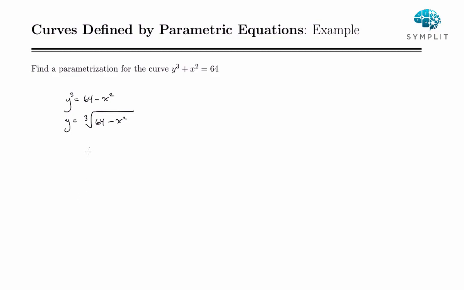And now my parameterization is very simple. I just say, well, I'm going to let x equal t, and then I already know what y equals. It's the cube root of 64 minus t squared. So anytime you can solve for one variable in your equation without losing information or having to introduce multiple equations, then you can use this method where you just solve for that, set the independent variable as your parameter, and then you're good.